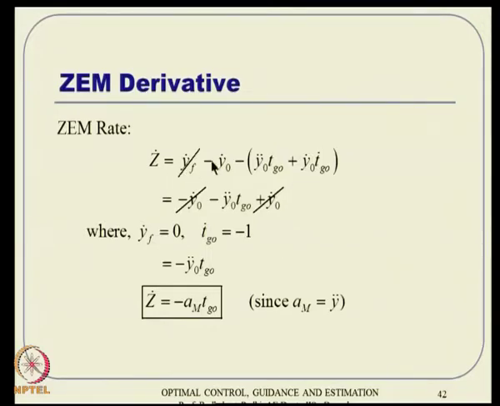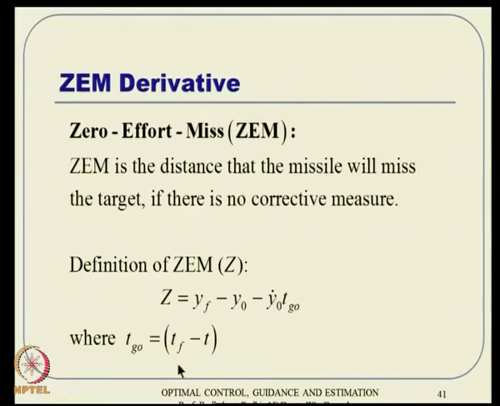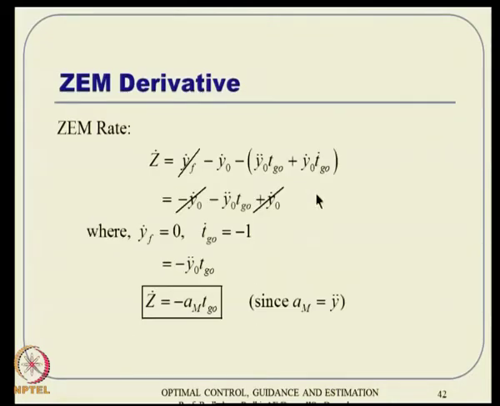So, z dot is this one, where you assume that yf is a fixed quantity. So, yf dot is 0, and then t go dot is nothing but minus 1. Okay. T go by definition is this. So, t go dot is nothing but minus 1 with tf constant. Okay. So, that minus 1, if I put it, this becomes plus y naught dot. So, these two terms also cancel out. So, it lands up with something like this actually.